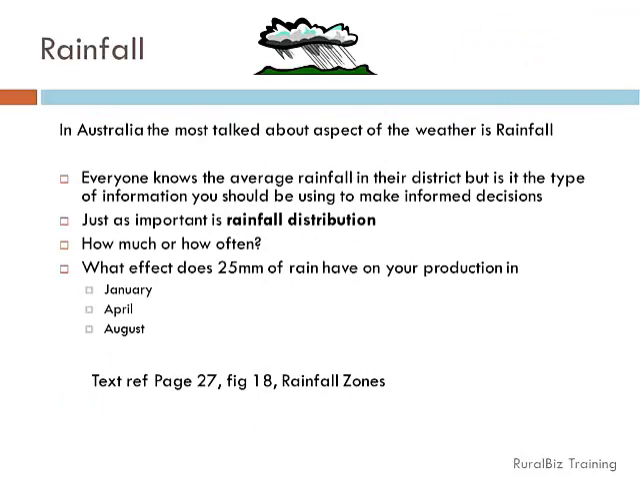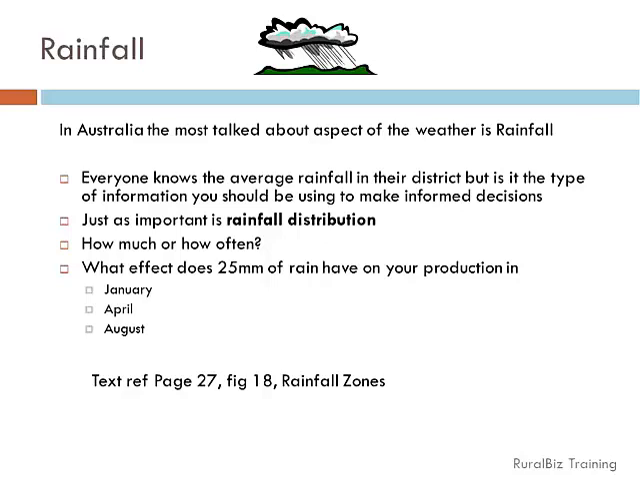In Australia, the most talked about aspect of the weather is rainfall. So everyone knows the average rainfall in your district, but is it the type of information you should be using to make informed decisions? Now, just as important as the amount of rain you get during the year is the distribution of the rain. How much or how often? So in southern areas of the state, it tends to be a bit of rain all year round. The northern areas of the state tend to be more summer dominant rainfall. It tends to be dry winters and wet summers, more summer and autumn.